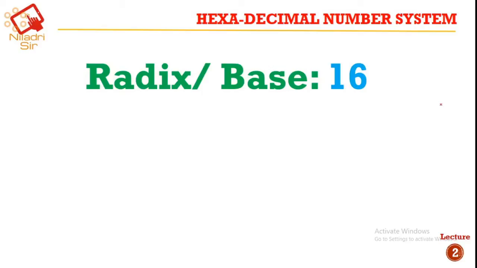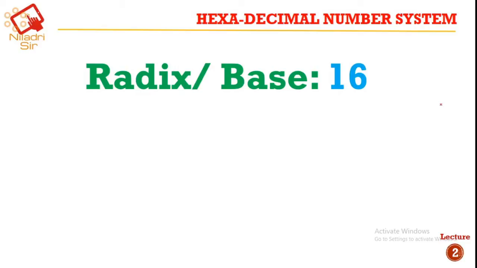Next, we come to the hexadecimal number system. What is the hexadecimal number system? What are the base and radix of the hexadecimal system? The base or radix of the hexadecimal number system is 16. And here is the main thing: what are the 16 digits? From 0 to 9, that is 10 digits: 0, 1, 2, 3, 4, 5, 6, 7, 8, 9.